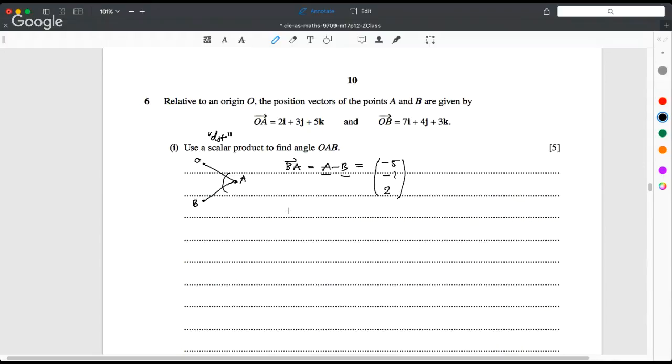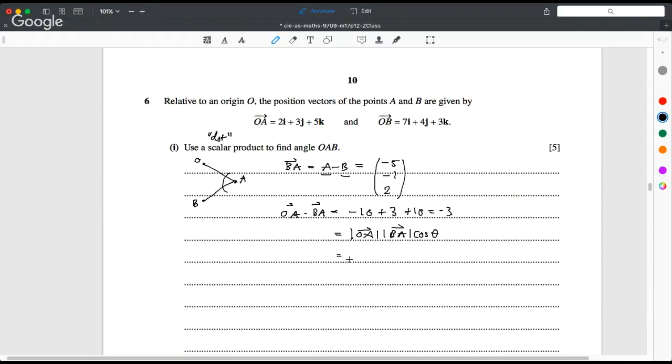So if we work that out, we get minus 5, minus 1, 2. So if we have OA dot BA, you just multiply the elements element-wise. So it's minus 10 plus 3 plus 10, which is minus 3. And this should also be equal to the magnitude of OA times the magnitude of BA times the cosine of the angle between them.